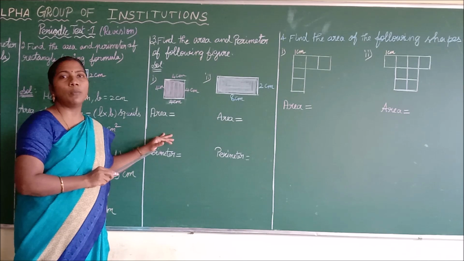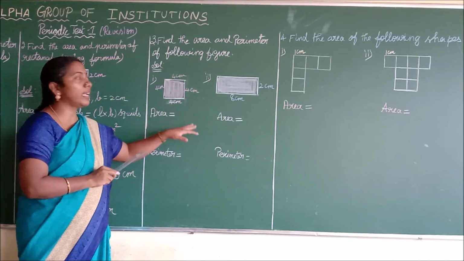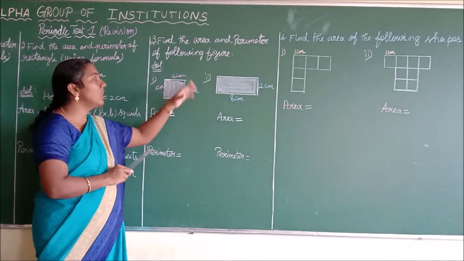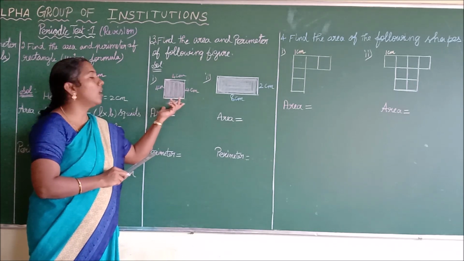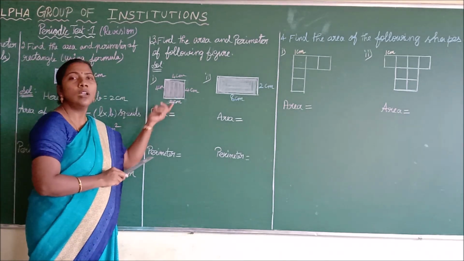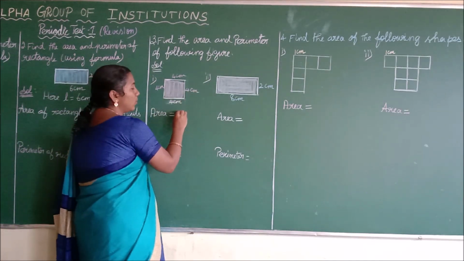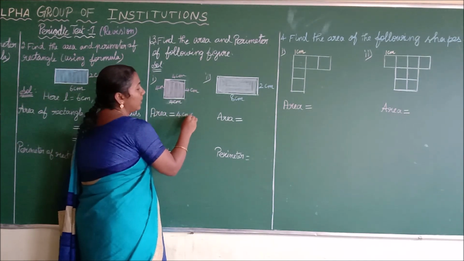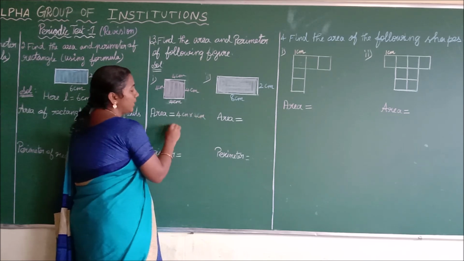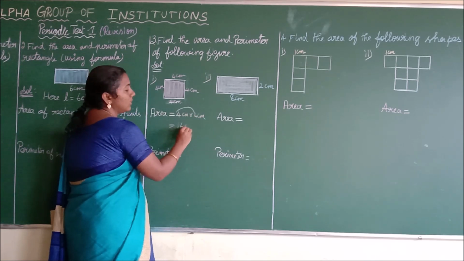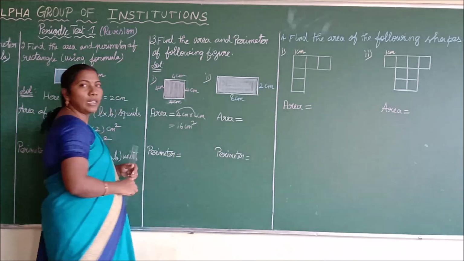What is the basic formula for calculating area? Side into side. Here one side is 4 cm. All the sides are 4 cm. So in order to derive the area, you have to multiply the two sides. What are the two sides? 4 cm and 4 cm. So we are multiplying 4 cm into 4 cm. So your answer is 4 4s are 16 cm into cm, that is 16 cm square.